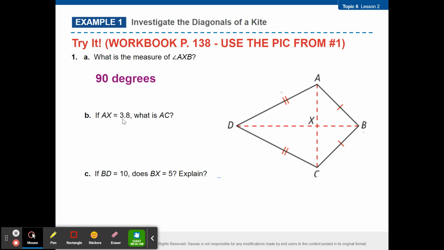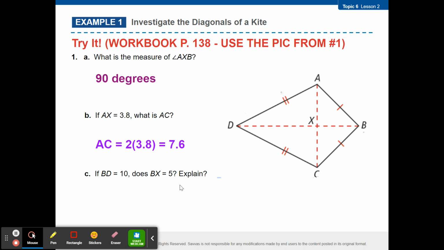All right, so if AX is 3.8, so here's AX, it's 3.8. What is AC? What did you say? 7.6? Here we go. AX, AC. There we go. All right, if BD is 10, so here's BD. This whole thing is 10. BX is 5. Does BX equal 5? Sorry, I'm reading it wrong.